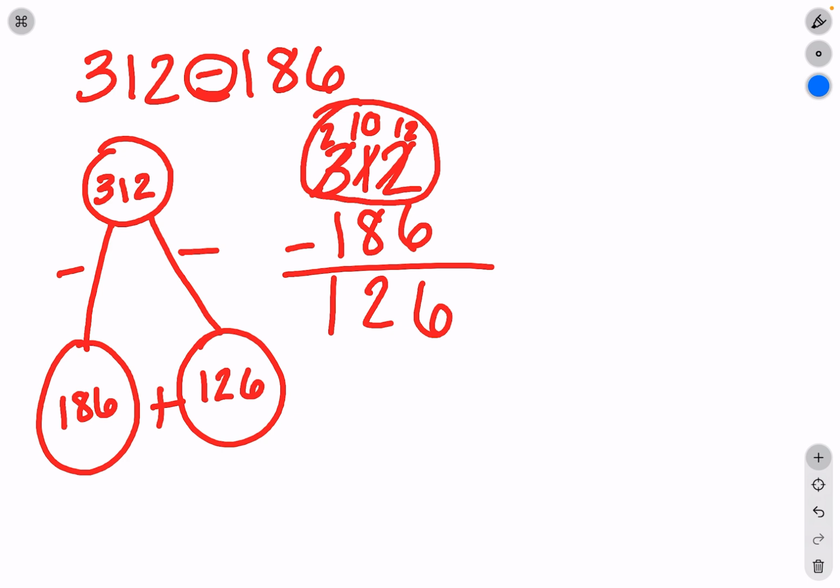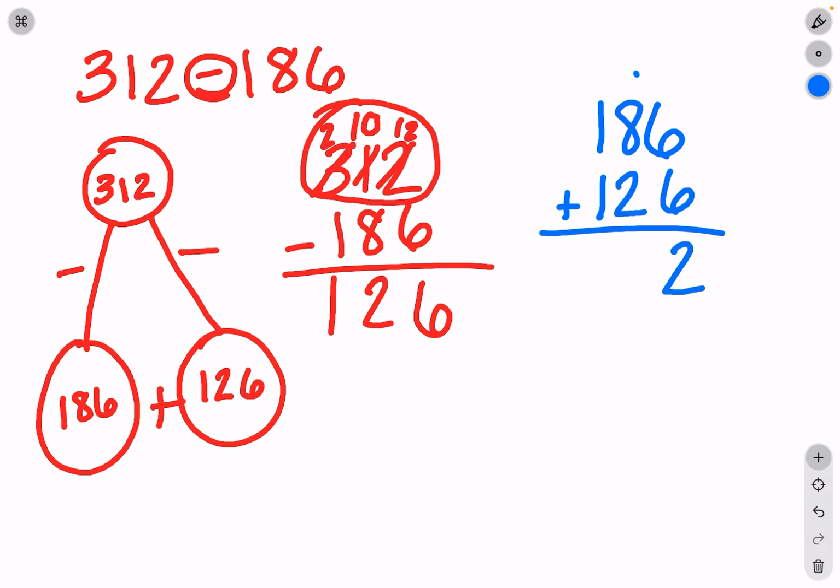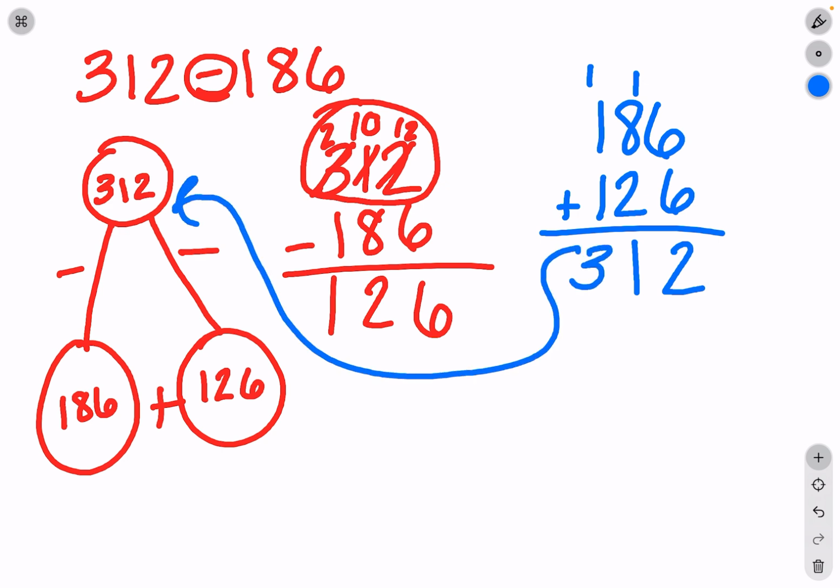Now I'm going to use addition to check. So I'm going to add 186 plus 126. 6 plus 6 is 12. I leave my 2 in my 1s place, bring my 10 over. 8 plus 1 is 9. 9 plus 2 is 11. Leave my 1, bring my 100 over. 1 plus 1 plus 1 is 3. I got my total, so my answer is correct. If you're ever adding and you don't get your total, that means that you either added wrong and you need to check your addition, or you subtracted wrong and you need to go back and check your subtraction.